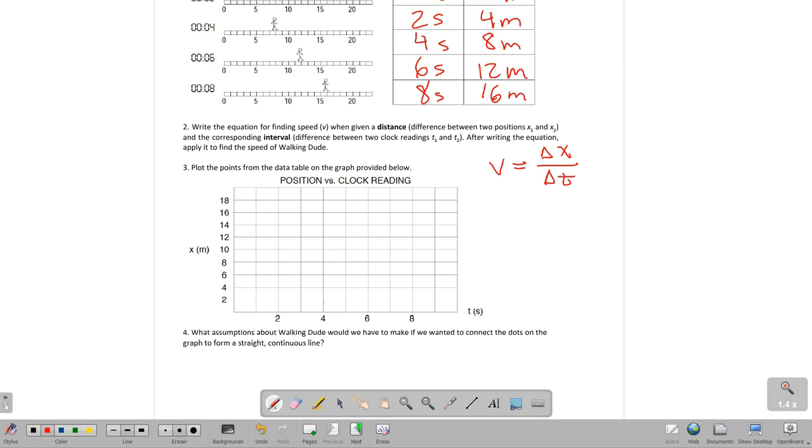So what we want to do is look for the final position. You could also write this like this. You could put this in parentheses and say his final position minus the little dude's initial position, over the final time minus the initial time.